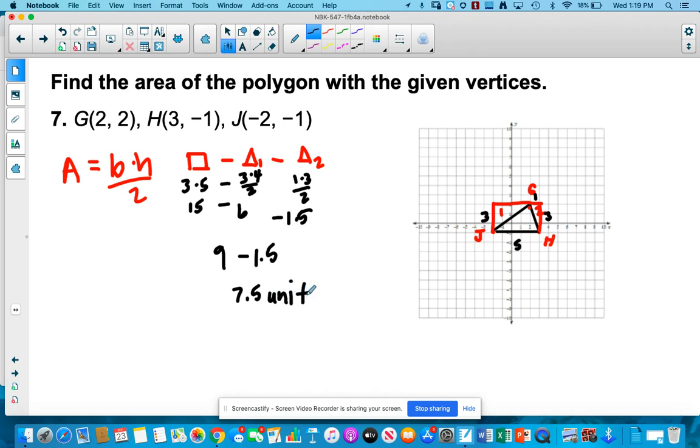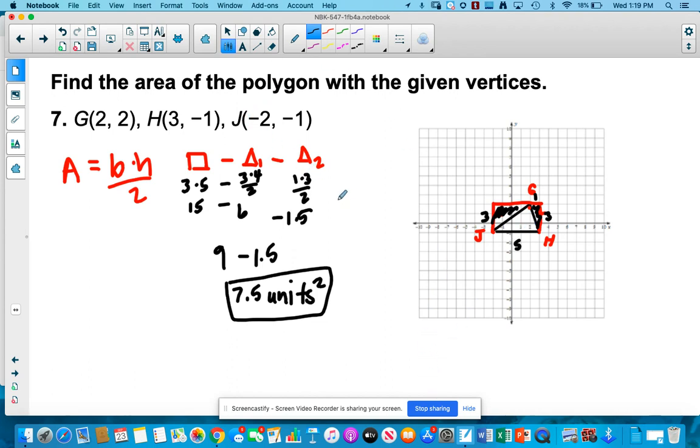Not units, it is units squared. I was thinking perimeter. So area is 7.5 units squared, where we took the big rectangle, subtracted these two triangles from it, and we were left with the area of that triangle.